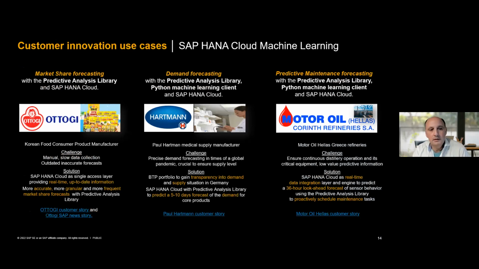Ottogi is a Korean food consumer product manufacturer and was participating in our SAP HANA Cloud early adoption program. Their challenge was to implement a market share forecasting scenario, or to implement a more automated and more accurate forecasting scenario. For that, they needed to integrate external data as well as point of sales data in a more real-time fashion, therefore used HANA Cloud and the data federation and integration capabilities to have this real-time, up-to-date forecasting data set.